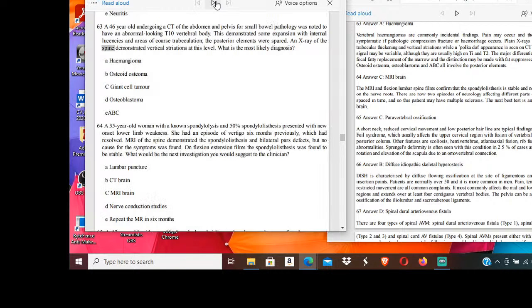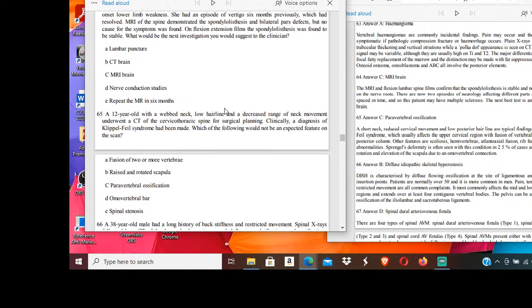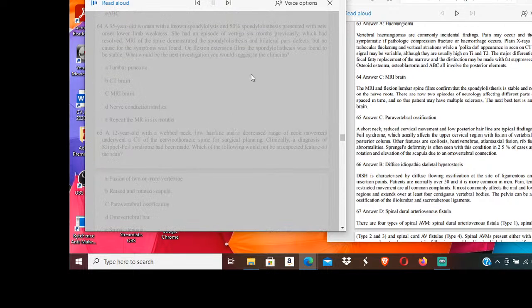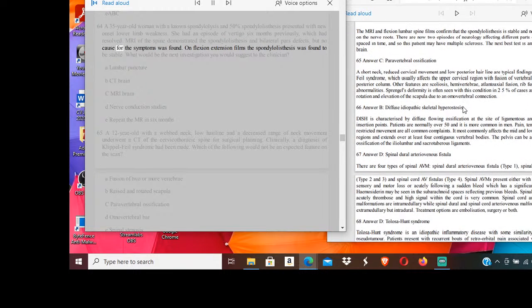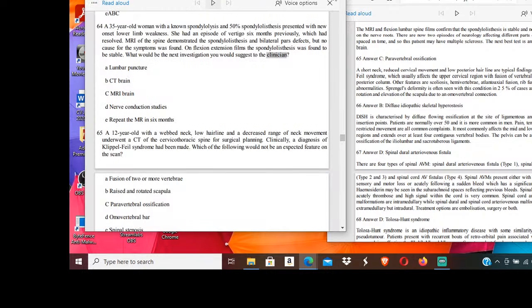An X-ray of the spine. Question 64: a 35-year-old woman with a known spondylolysis and 50% spondylolisthesis presented with new onset lower limb weakness. She had an episode of vertigo 6 months previously, which had resolved. MRI of the spine demonstrated the spondylolisthesis and bilateral pars defects, but no cause for the symptoms was found. On flexion extension films the spondylolisthesis was found to be stable. What would be the next investigation you would suggest to the clinician?